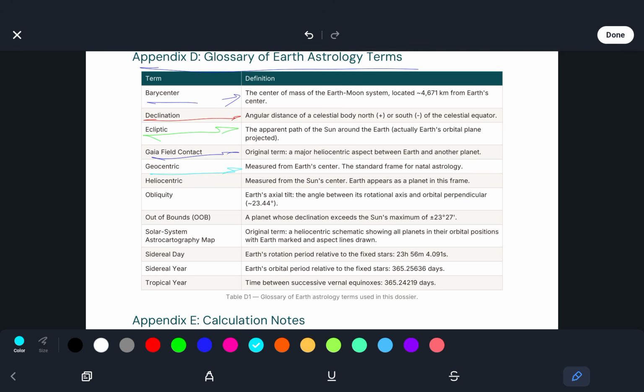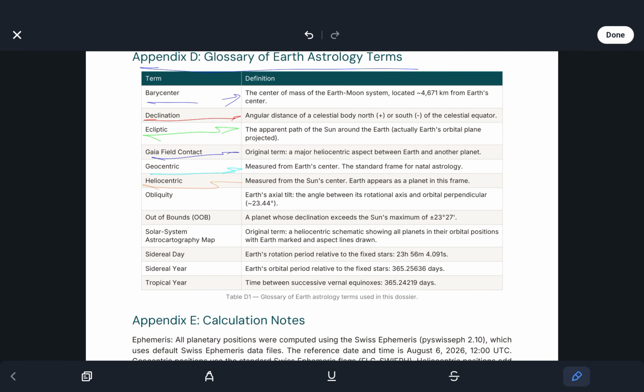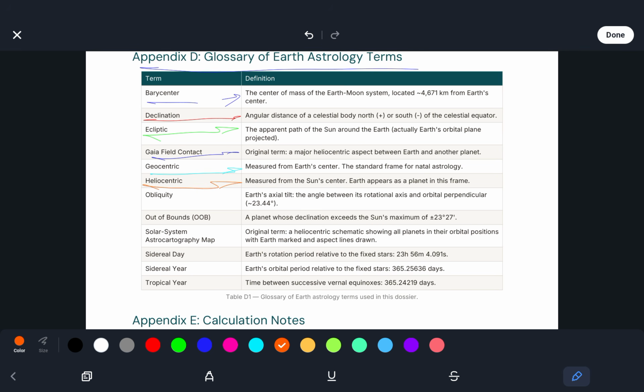Geocentric: measured from Earth's center, the standard frame for natal astrology. Heliocentric: measured from the Sun's center, Earth appears as a planet in this frame. Obliquity: Earth's axial tilt, the angle between its rotational axis and orbital perpendicular, 23.44 degrees. Out of bounds: a planet whose declination exceeds the Sun's maximum of plus or minus 23 degrees 27.